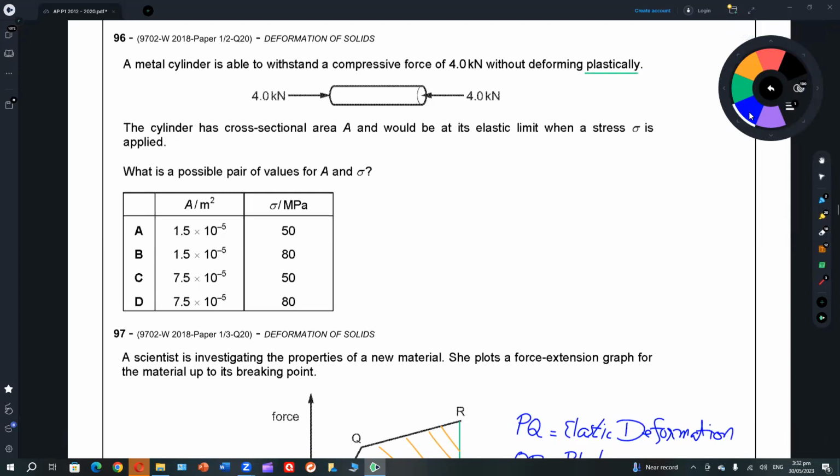He has given us a force of 4 kilonewton without deforming plastically. It means that this should be the force for elastic deformation, 4 kilonewton. So what is the possible pair of values? I don't have any other information, interestingly, only 4 kilonewton, but he has shown two forces of 4 kilonewton. It's a compressive case.